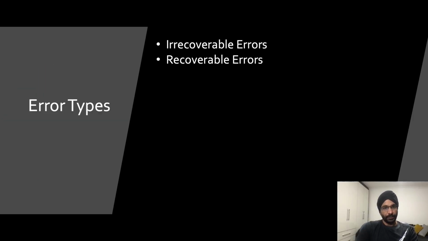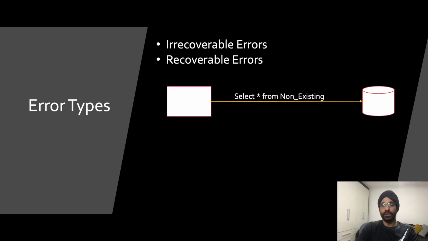All right, so there are two types of errors, as you know, in any application. One is irrecoverable errors, and the second is recoverable errors. Irrecoverable errors continue to be errors on subsequent attempts. What does it mean? Let's say I have a non-existing table. It does not matter how many times I retry, it's not going to work until somebody goes and creates that table. So these types of errors are irrecoverable errors, because we know it doesn't matter how many times you retry, they are not going to work.